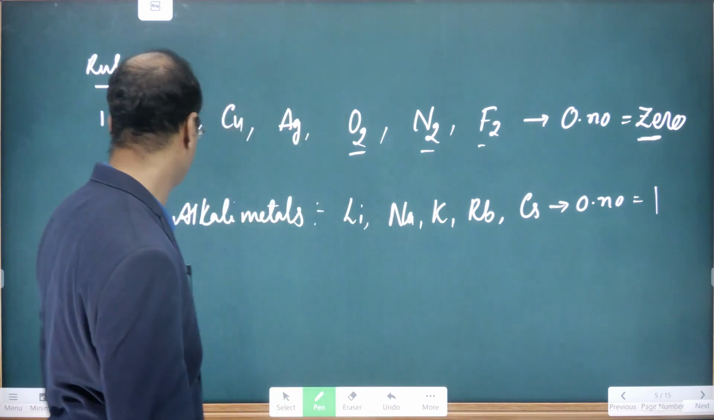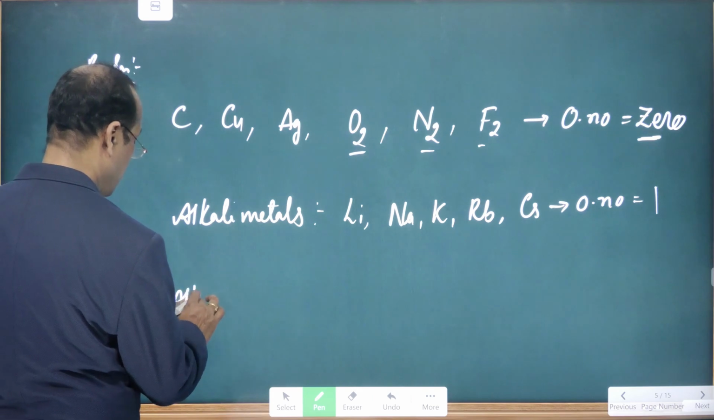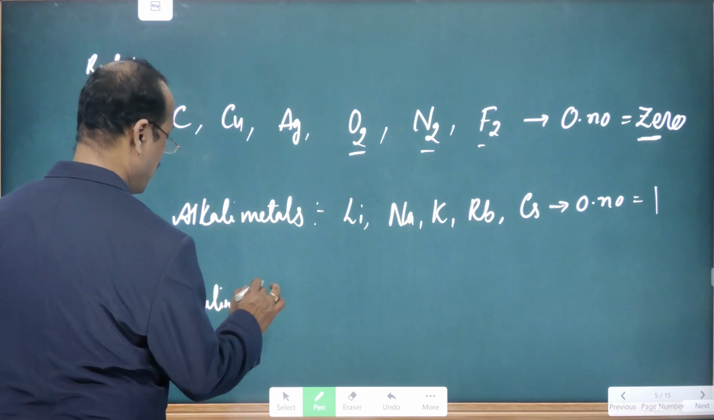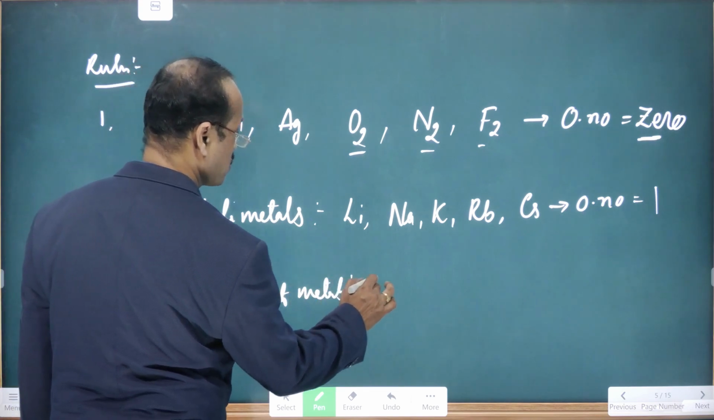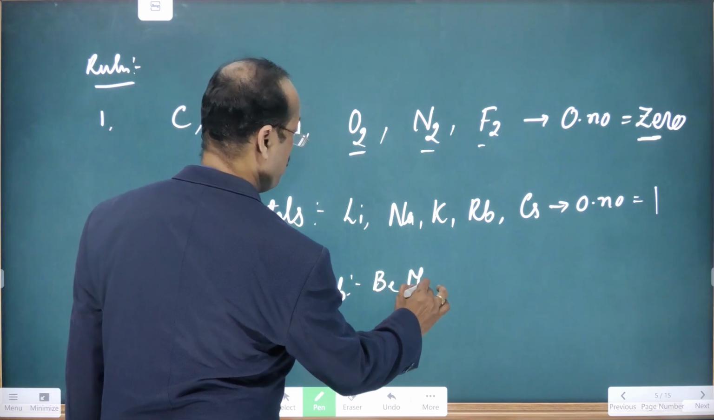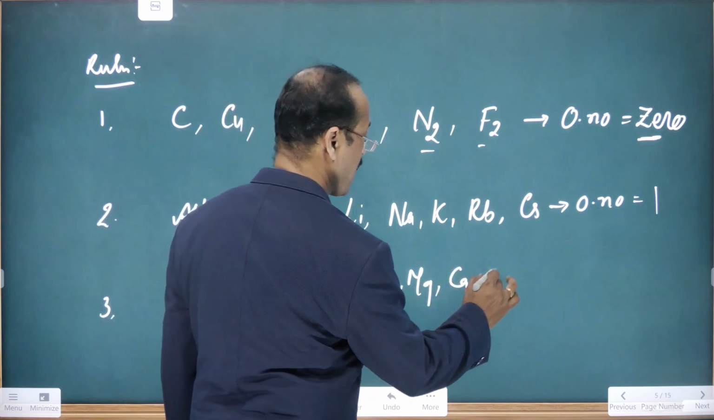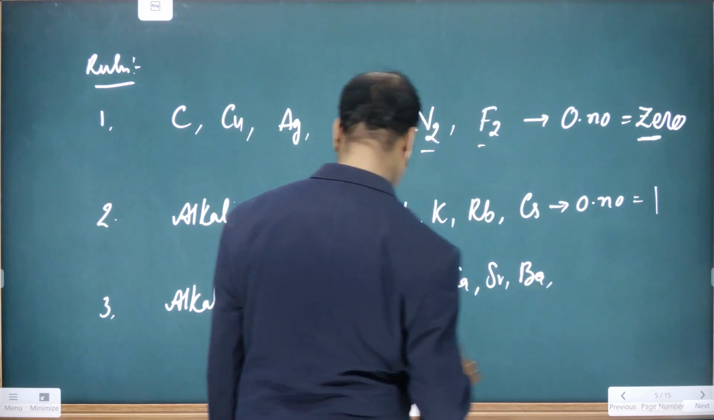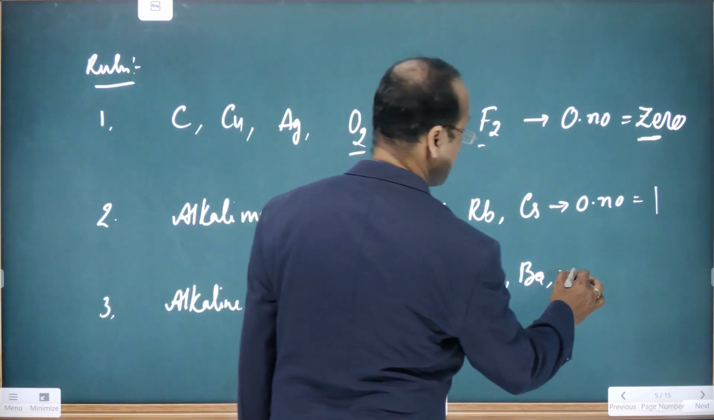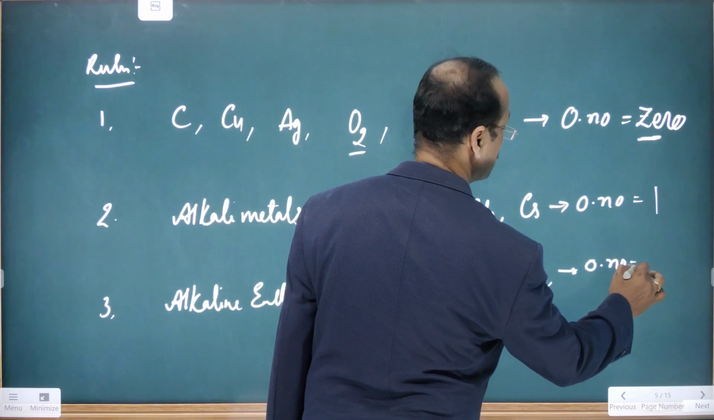Now, similarly, third, the oxidation number of alkaline earth metals. Alkaline earth metals are what? Second group elements. What are they? Beryllium, magnesium, calcium, strontium, barium and radium. Radium is a radioactive element. So, these elements' oxidation number is equal to +2.